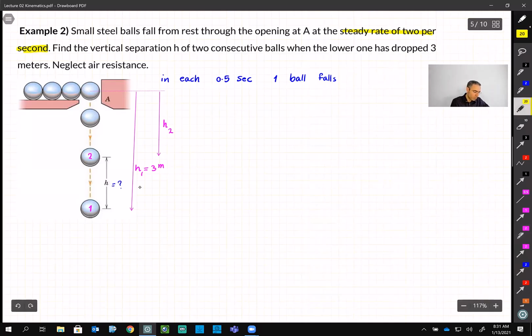It's going to stop. So the question asks, find h when the first ball drops 3 meters. This is the question, and this is all the information that we have. It also says to neglect air resistance. So now that we know what the question is, let's figure out how to solve it. I'm going to give you 30 seconds to think about it.